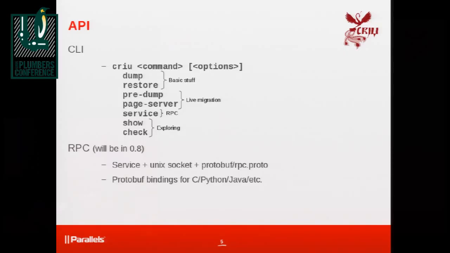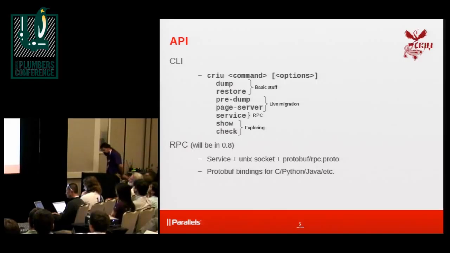An API for CRIU is twofold. From the very beginning, CRIU was a command line tool, which included and now includes several top-level actions, dump and restore, basic stuff for getting state and restore from it. The pre-dump and page servers are two commands that can speed live migration up.